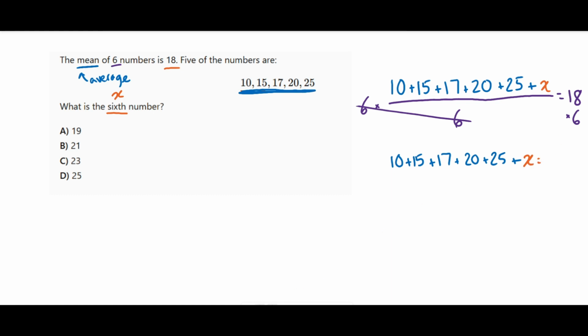equals 18 times 6, which if we do it to the side, maybe we'll do it here, 18 times 6, you get 6 times 8 is 48, and 6 times 1 is 6 plus 4 is 10, so that's 108, so this is equal to 108.